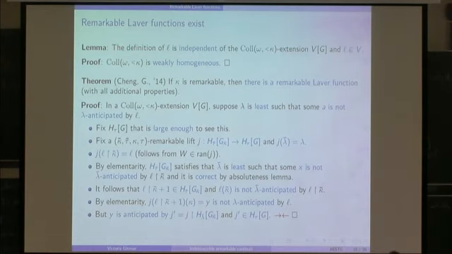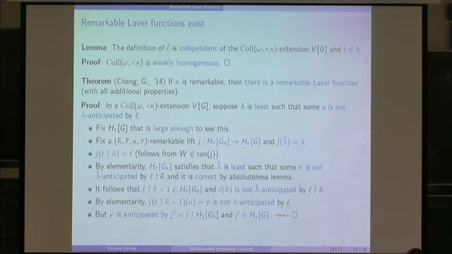Okay, so quick sketch of a proof that there is a remarkable Laver function. This just mimics Laver's argument in the context of remarkables. So it's the same recipe exactly. So let me do that. Well, what does it mean that L is not a remarkable Laver function? It means that some A is not lambda anticipated using this definition, is not lambda anticipated by L, okay?